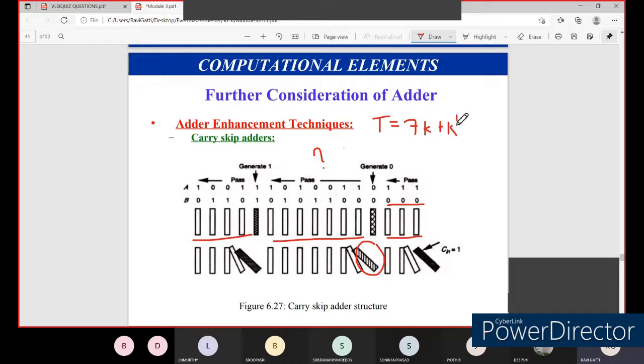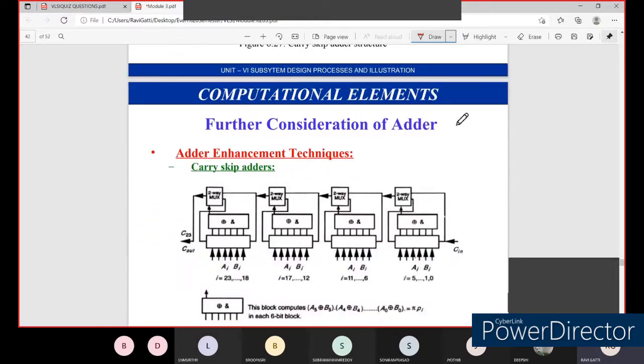The next one is K dash. What do you mean by K dash? K dash is the time needed to complete the 11th bit sum by using the carry in to the 11th bit. Why? Because we are considering the first block of 4 and the next of 7, so 4 plus 7, 11 bit addition. Therefore K dash is the time needed to compute the 11th bit addition. We need to note it down. So the total time taken for the adder is T equals 7K plus K dash. This is how we make use of it in a carry skip adder structure.